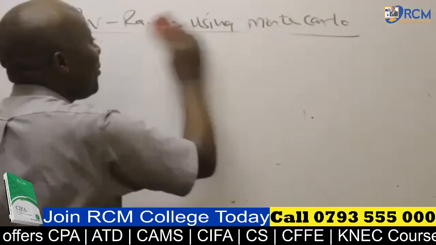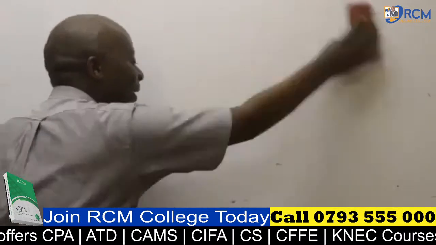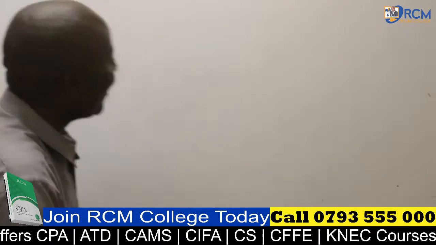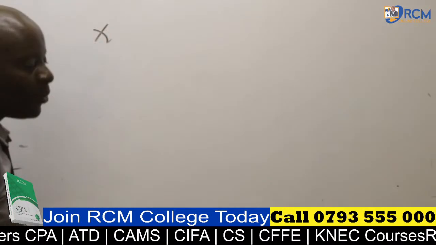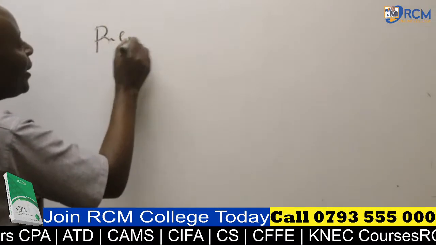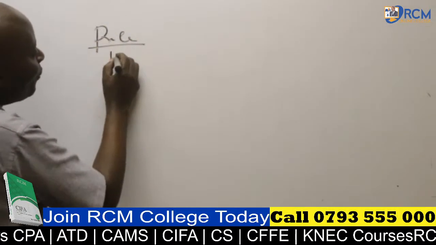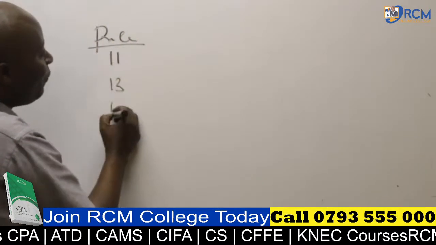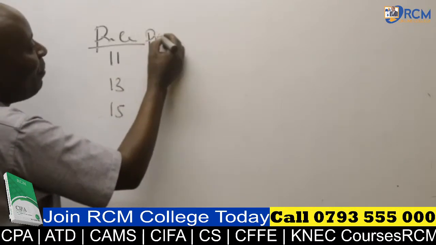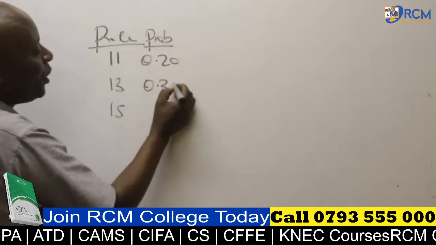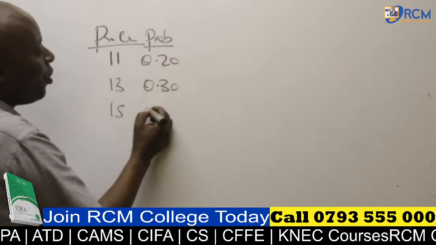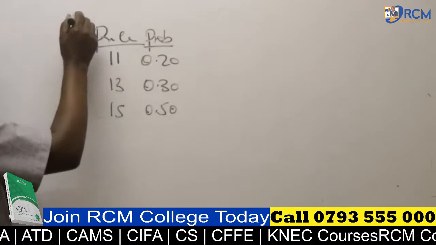This is so interesting because I'm 100% sure that there is nobody who will get this right. Now, ladies and gentlemen, listen to me very well. If you have here X, for example, this X could be price. They have given me prices of, say, 11, 13, 15, and their probability distributions: 0.20, 0.30, 0.50.